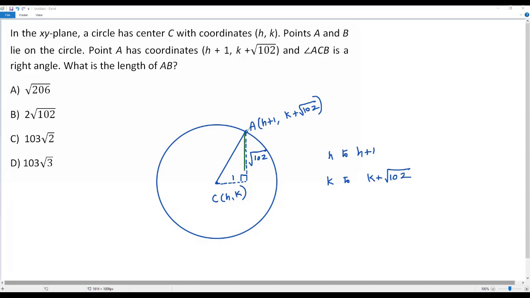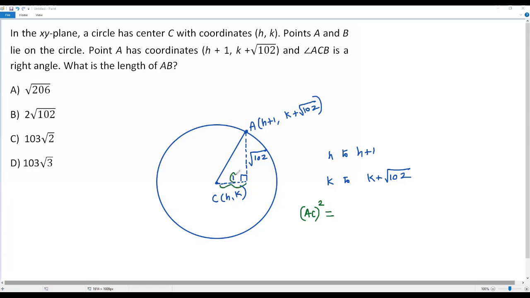Now, in this right triangle, AC represents the hypotenuse because it is opposite to the right angle. We can use the Pythagorean theorem to get the length of this hypotenuse AC. According to the Pythagorean theorem, the square of the hypotenuse, that is AC squared, equals the sum of the squares of the other two legs.